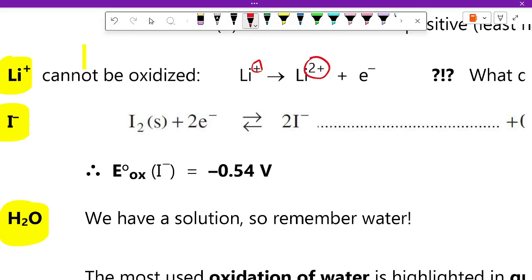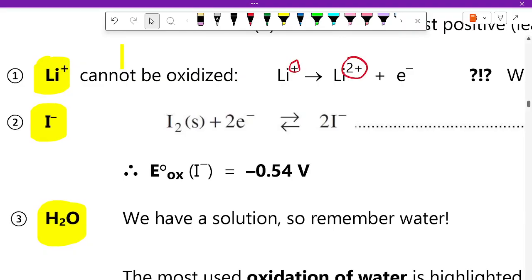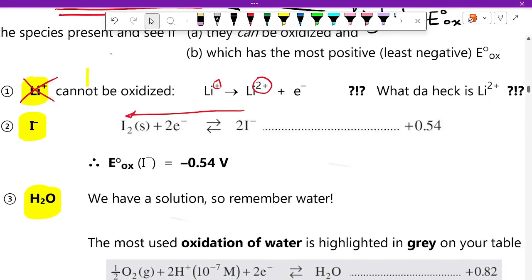No, because you removed one from the outer shell, now you've got that inner shell. So yeah, there's no such thing as Li2 plus. So we can just omit that entirely so we don't have to worry about that. Now we have I minus, and it can be oxidized if it goes this way. This is what the table says.